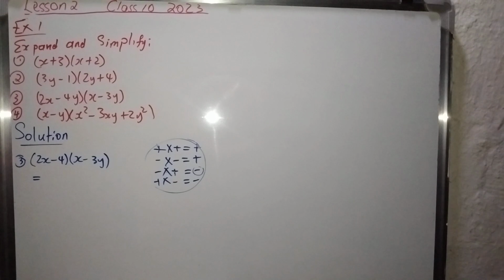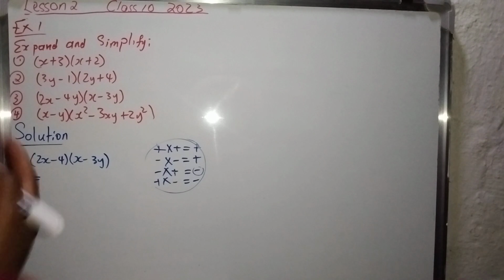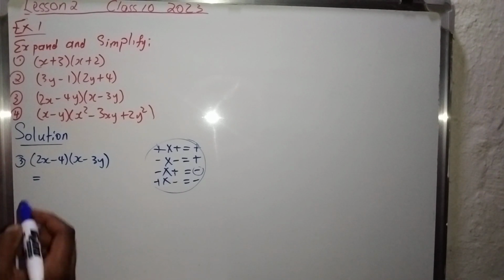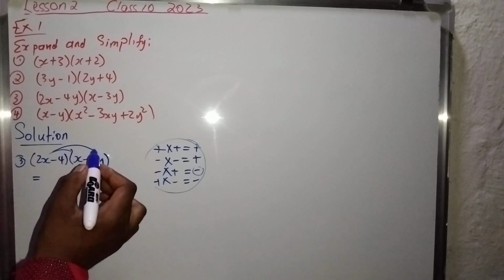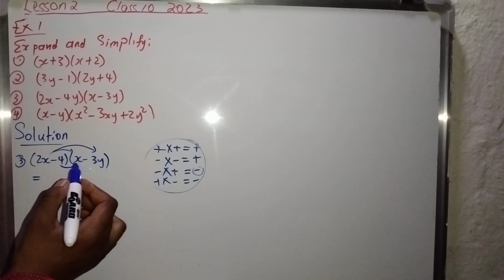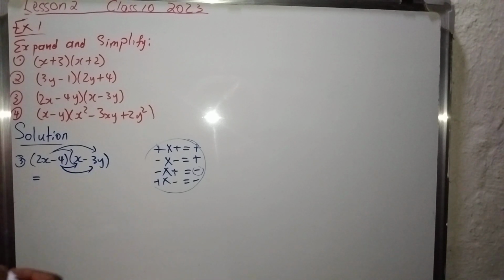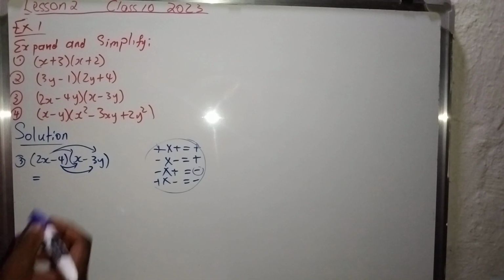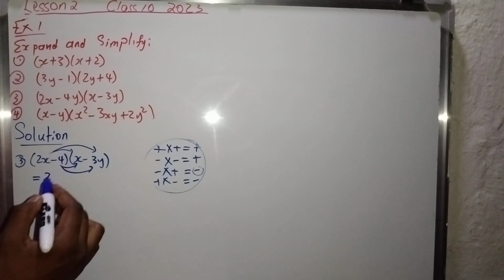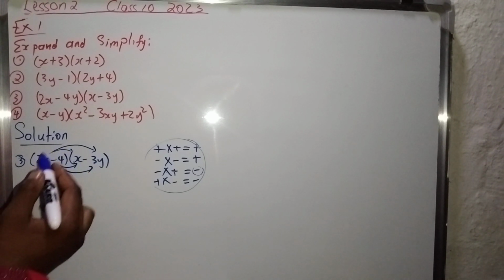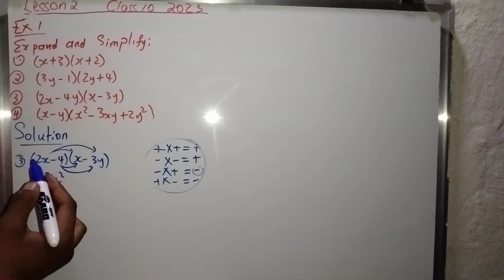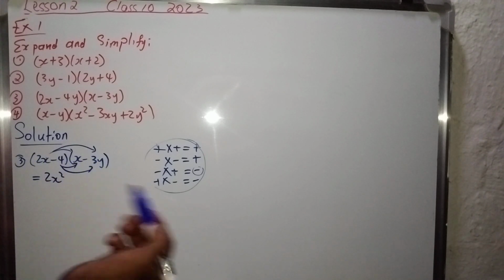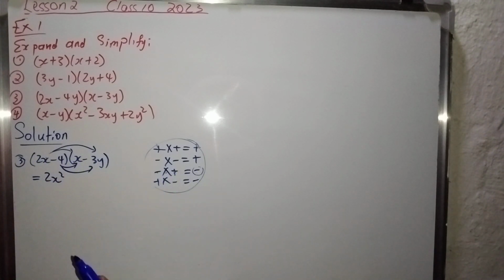Wonderful. Now let's proceed to number 3. Again, we'll be following the FOIL method. Now we're going to say 2x times x, and 2x times 3, and minus 4 times x, and minus 4 times minus 3. Okay, let's go. So 2x times x is going to be 2x squared, and then 2x times minus 3y. Remember, if you multiply positive times negative, or negative times positive, it is minus.